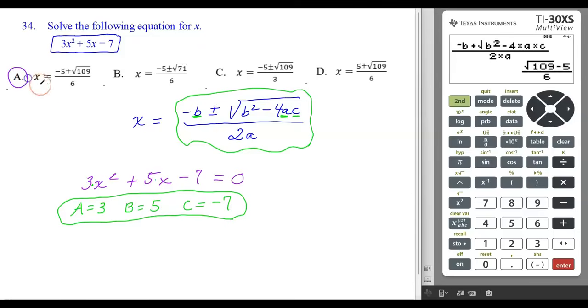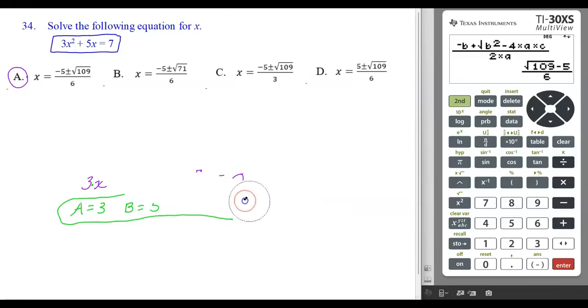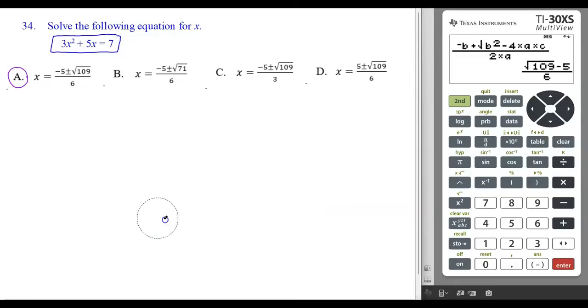Now, if you're not sure or understand why I circled A, let me explain. I'm just going to clear this all out here. My answer from the calculator. Square root 109 minus 5 divided by 6. There's really a plus sign here. It's not showing.